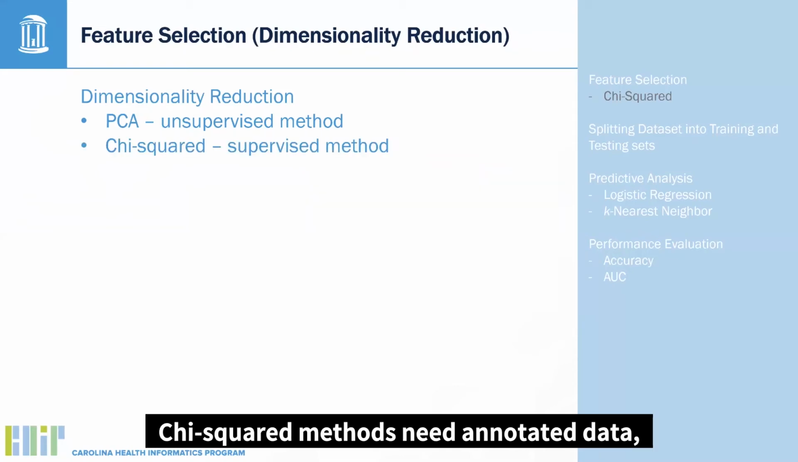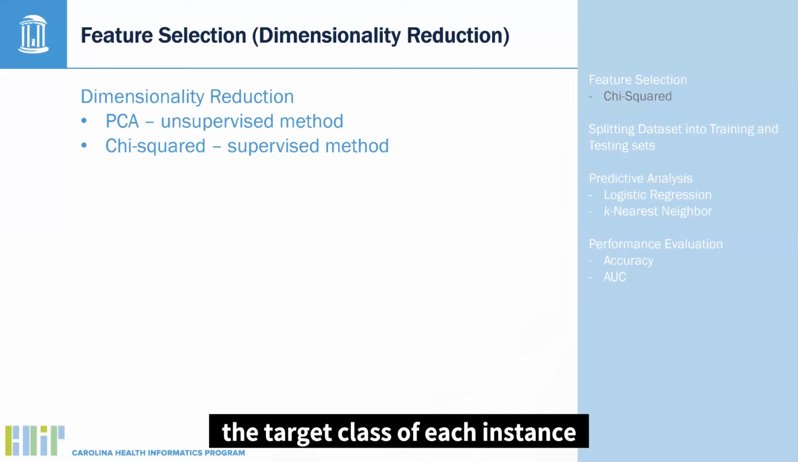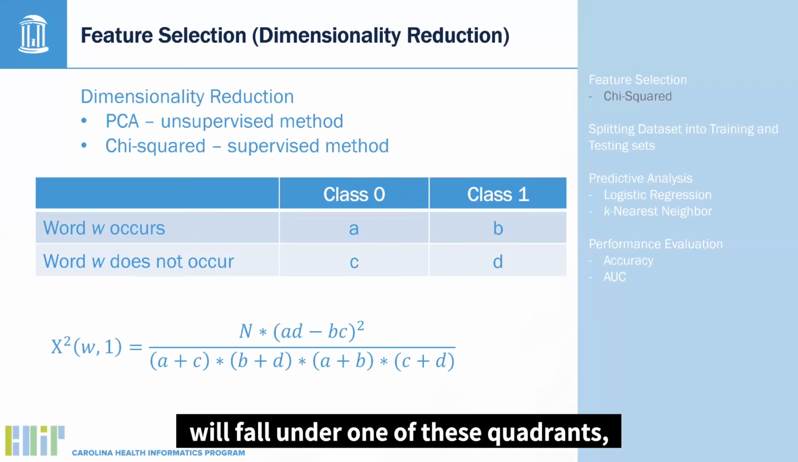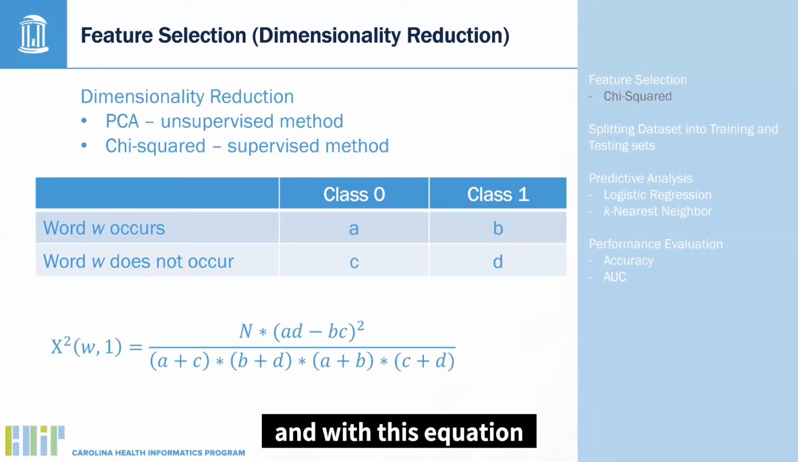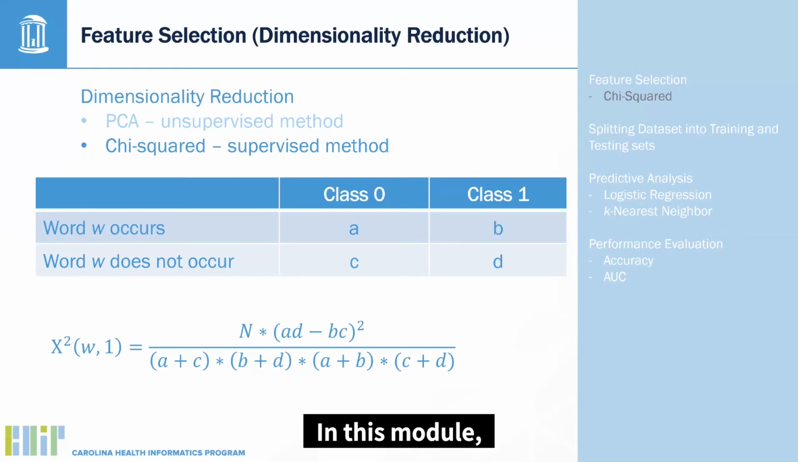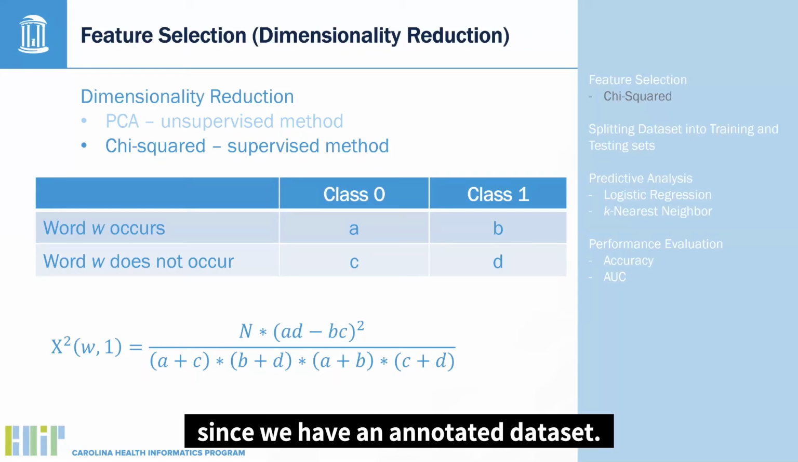Chi-squared methods need annotated data, that is, the target class of each instance in the training dataset should be already determined. What chi-squared measures is a co-occurrence statistics that occur between individual words and target classes. Every instance in the dataset will fall under one of these quadrants. And with this equation, we can measure how a word W is correlated with class 1. The larger the word W is correlated with class 1, the larger the chi-squared score it gets. In this module, we will use the chi-squared method for predictive analysis since we have an annotated dataset.